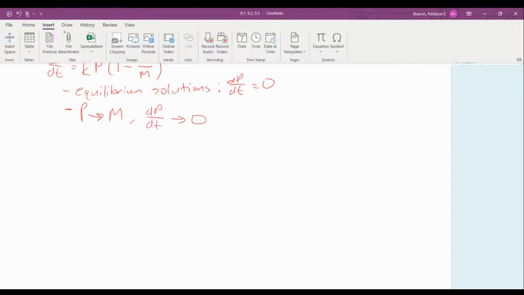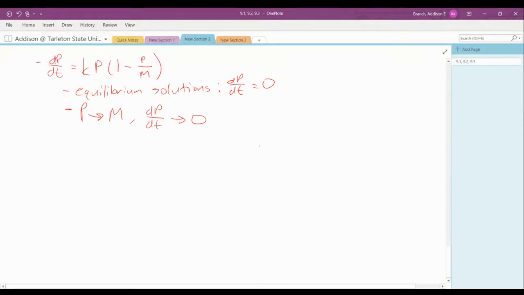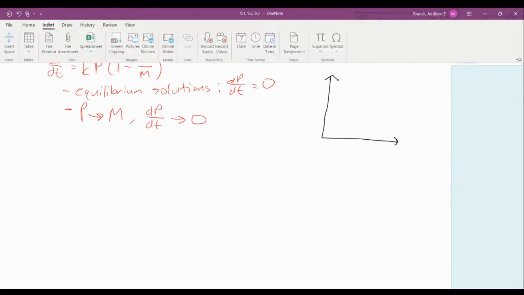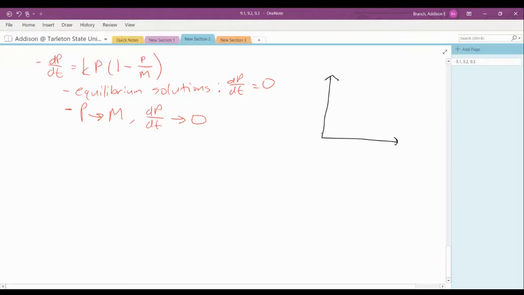So if I show this graphically, let's say we have our carrying capacity up here. No matter where we start, we're going to have to approach that carrying capacity at some point and it'll level off.